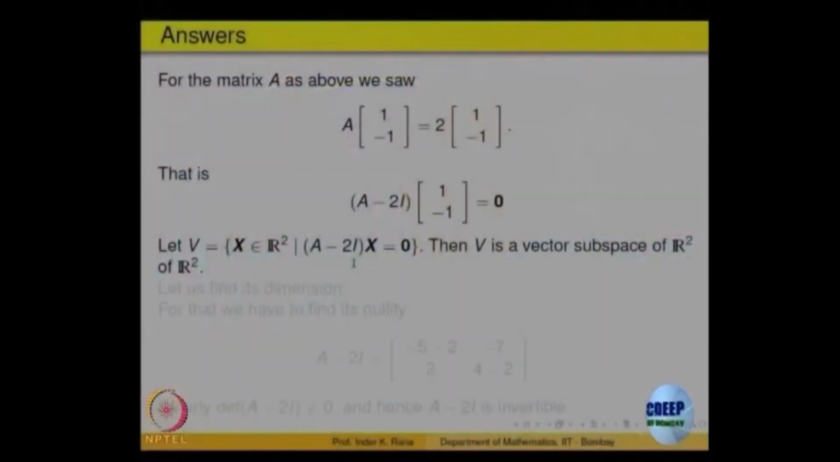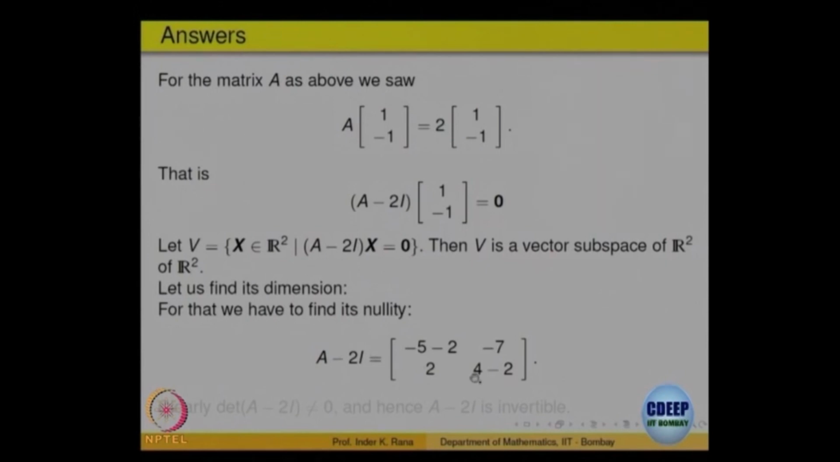Null space is a space. I am asking the space, not the dimension. If it is invertible, rank is full. So, what is nullity? 0. So, that means this null space should be 0 for that, right. If a matrix is invertible, its null space should be 0. So, let us look at the matrix of this one, A minus 2I, that is this matrix, right.